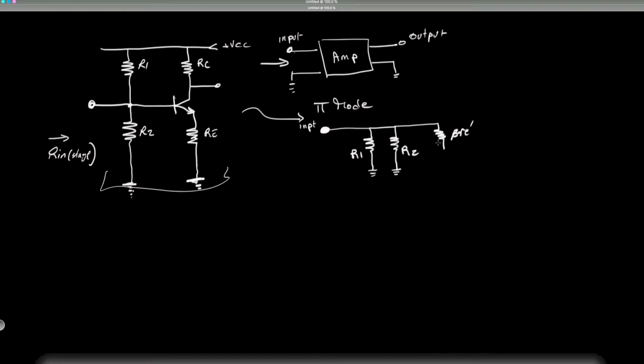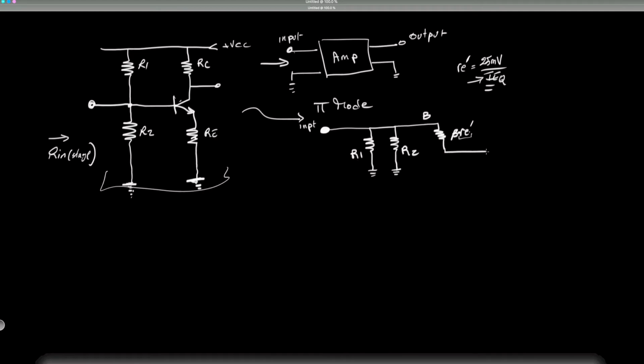Now, since this is the pi model, we're going to put beta RE prime, which is really beta times RE prime, knowing that RE prime is approximately 25 millivolts divided by IEQ. So we need to do a DC analysis for this circuit to come up with IEQ, and then we will have a figure for this resistance here. But from a model point of view, it is beta times RE prime, this resistance here at the base.